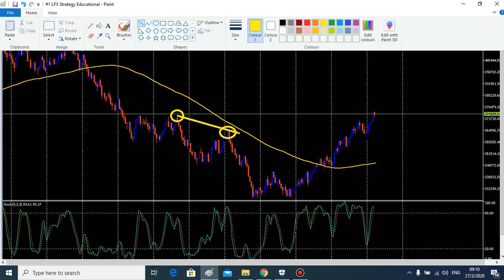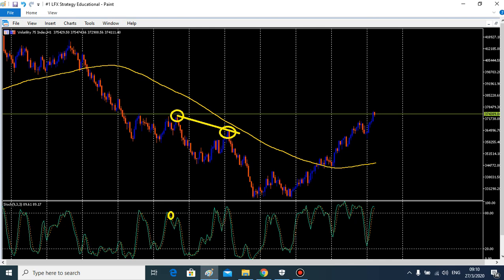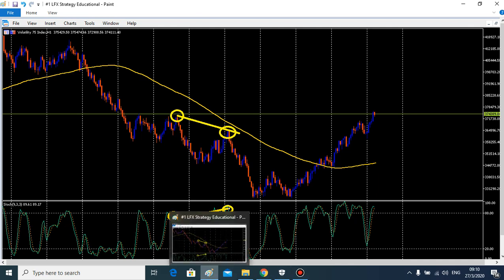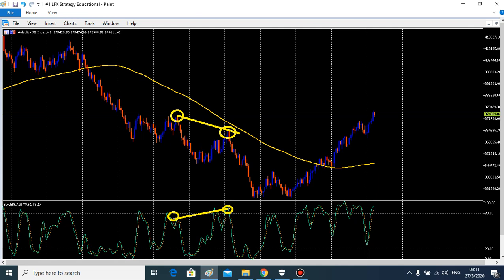Then we go on next to our oscillator. What is going on our oscillator? This is what is going on. What do we call this? Bearish trend continuation, divergence. Yes, that's it. So what do? We sell here. Boom, there we are.